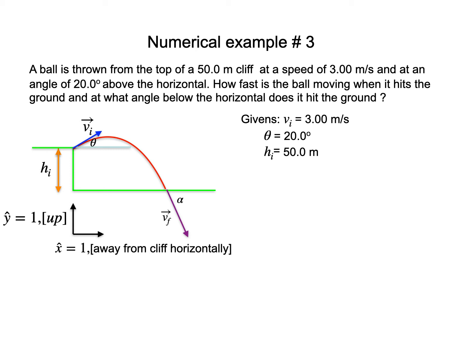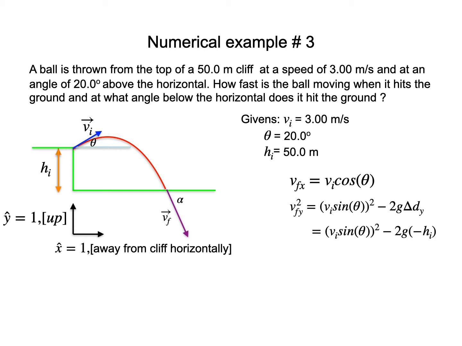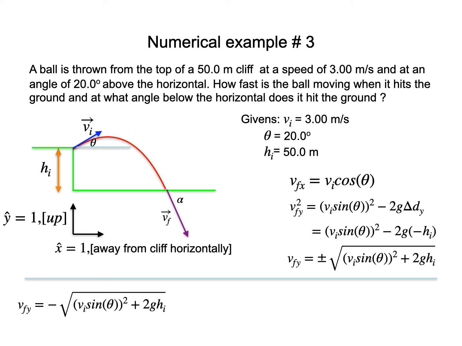The horizontal component of the final velocity is given by this equation. For the vertical component of the final velocity, we will use this kinematic equation. Using the fact that delta dy is minus hi gives this. Isolating for Vfy leads to two values, but we will only keep the negative value because here the final velocity should have a negative vertical component.